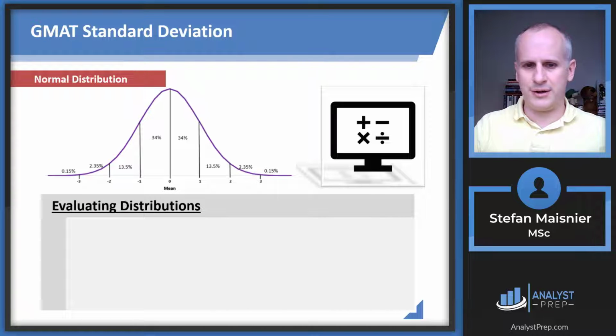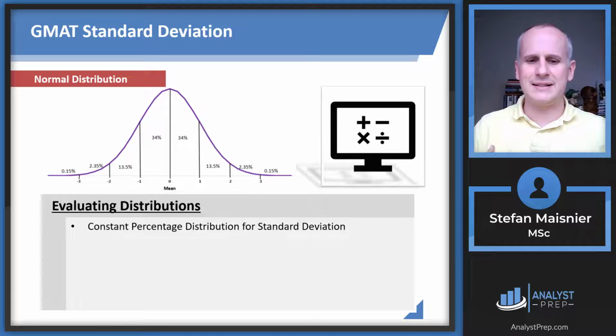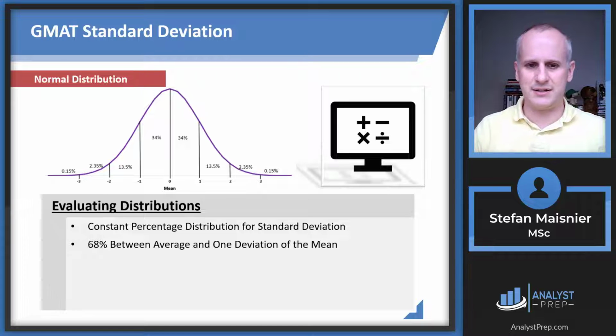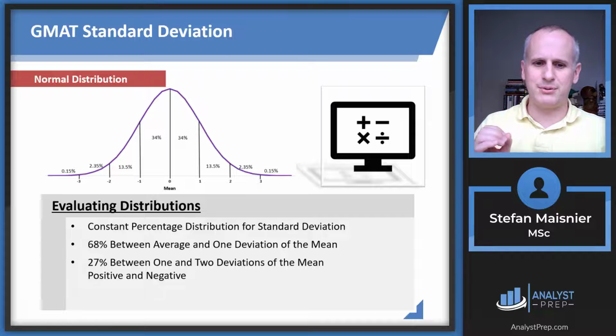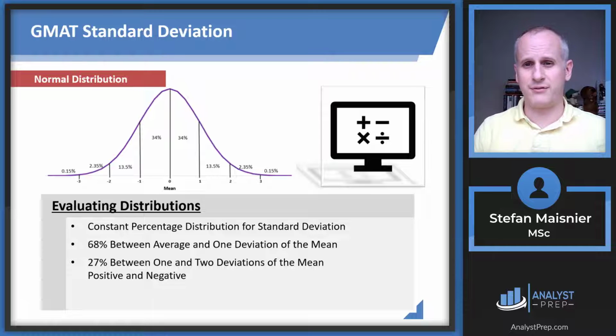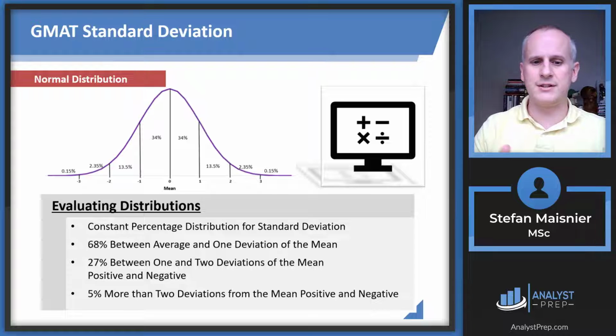Now, to evaluate your distribution, you're going to have a constant percentage distribution for the deviation. So you can see there's a 68% distribution between the average and one deviation of the mean on either side of the mean. So you can see 34 plus 34 is 68. Then you're going to have 27% between 1 and 2 deviations of the mean, positive and negative. So that's your 13.5 times 2, 27%. And then you're going to have 5% that is more than 2 deviations from the mean on the positive and negative side. So that's your 2.5% above 2 standard deviations and your 2.5% below 2 standard deviations.